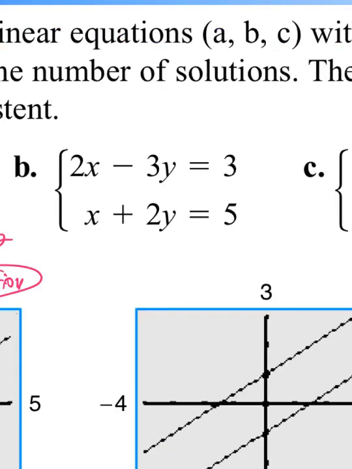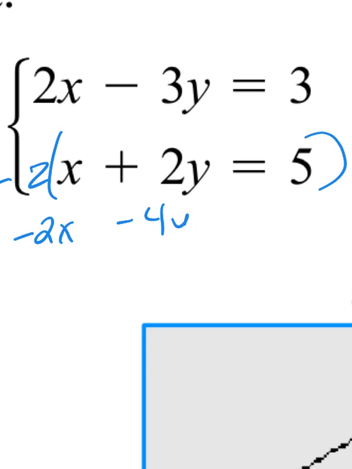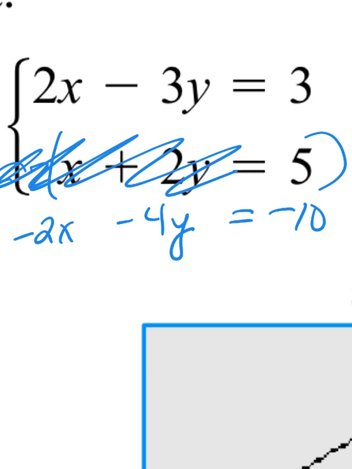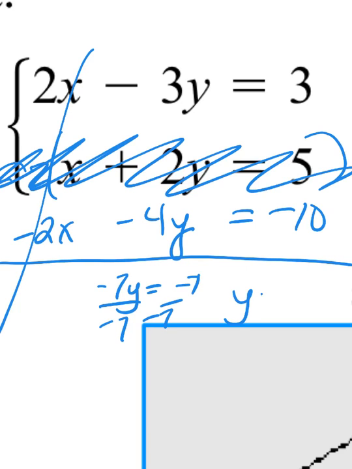So here in B, what do you guys want to eliminate? There's 2x. The x's? Okay, so you multiply the bottom by 2? Negative 2, good. So this will become negative 2x, negative 4y, and negative 10. Agreed? Okay, so this is gone. So if we add down, x's cancel out. You have negative 7y equals negative 7. Divide both sides by negative 7, so y equals 1, right?